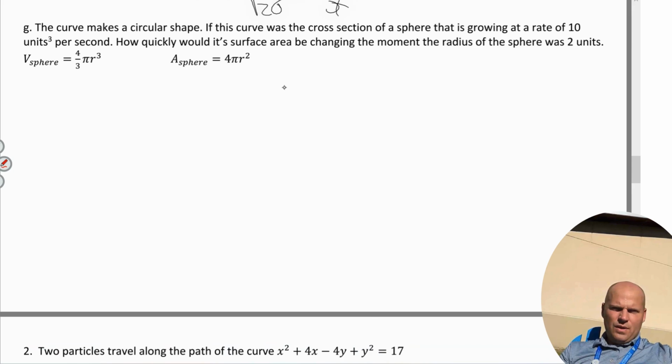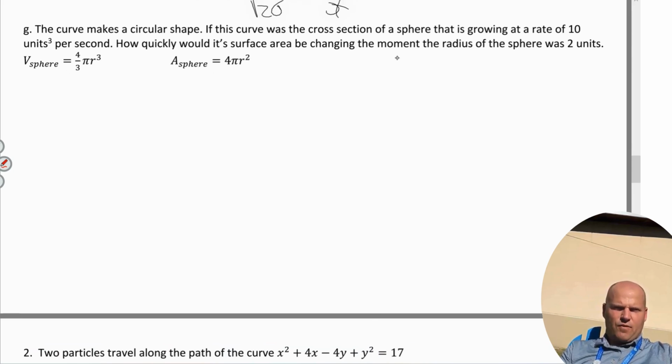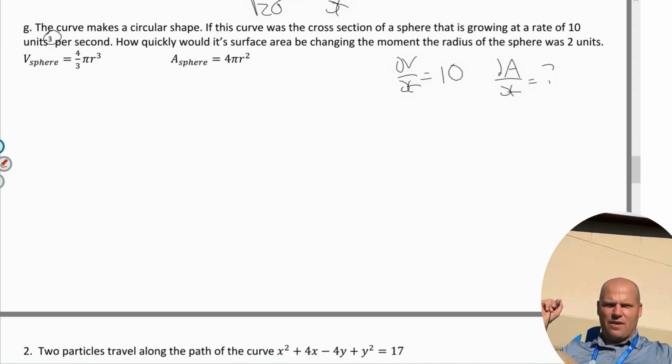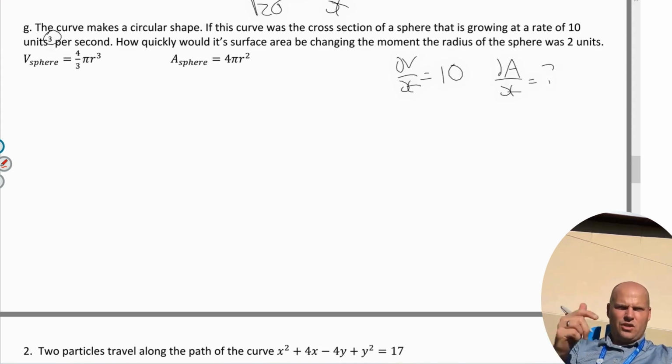You have the formula for the volume of a sphere. You got the formula for the surface area of a sphere. You got that the volume is changing by 10 units. How do I know that? Because it's 10 cubic units. That's a volume. How quickly is the surface area changing? That's what the dA dt's value is. That would be how A is changing at the moment where r is 2.